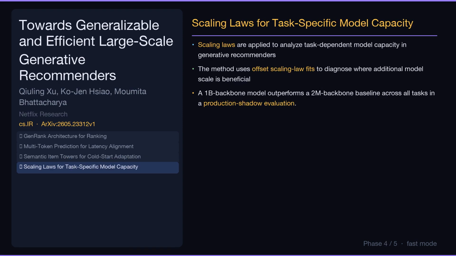Contribution 4. Scaling laws for task-specific model capacity. Scaling laws are applied to analyze task-dependent model capacity in generative recommenders. The method uses offset scaling law fits to diagnose where additional model scale is beneficial. A 1B backbone model outperforms a 2M backbone baseline across all tasks in a production shadow evaluation.